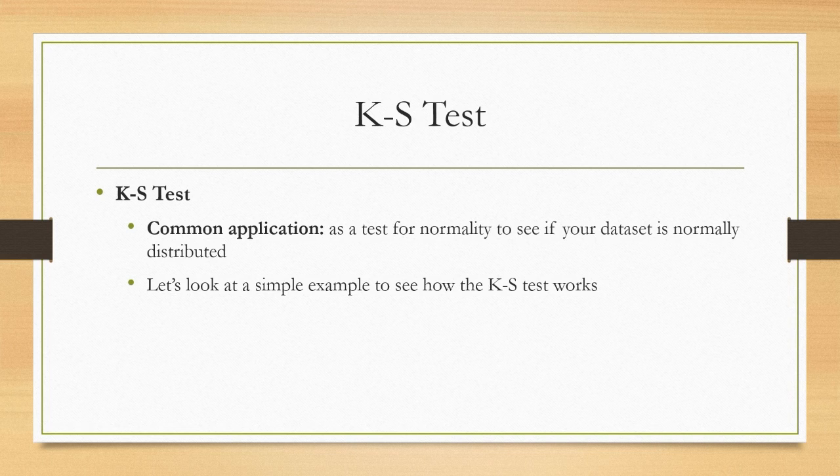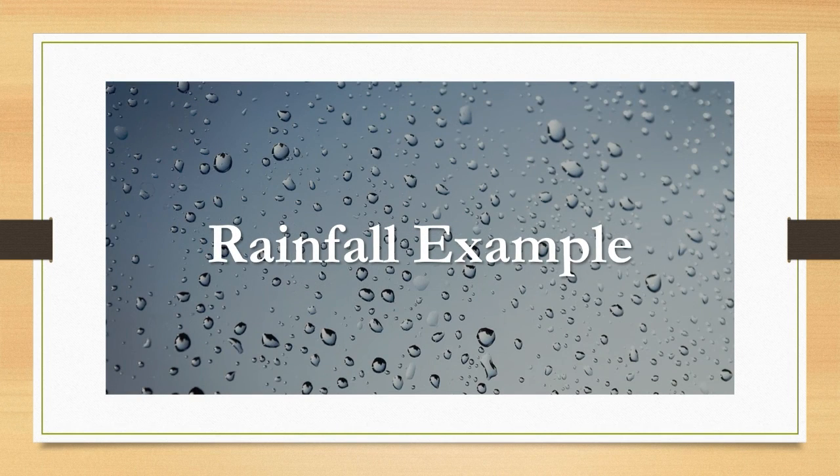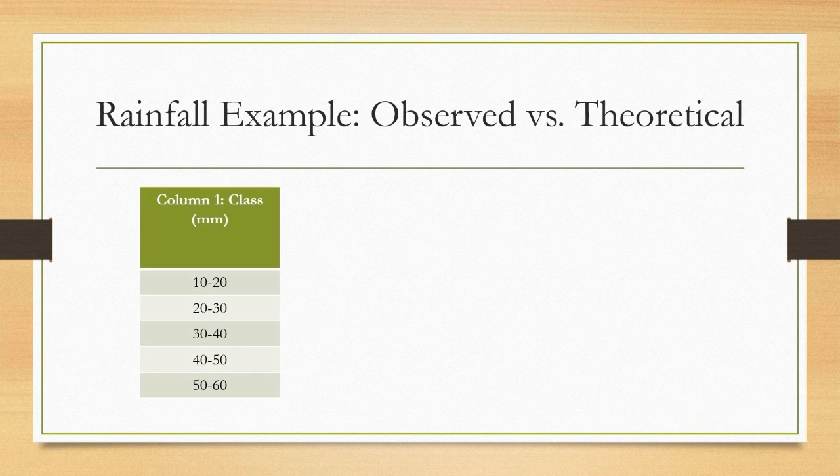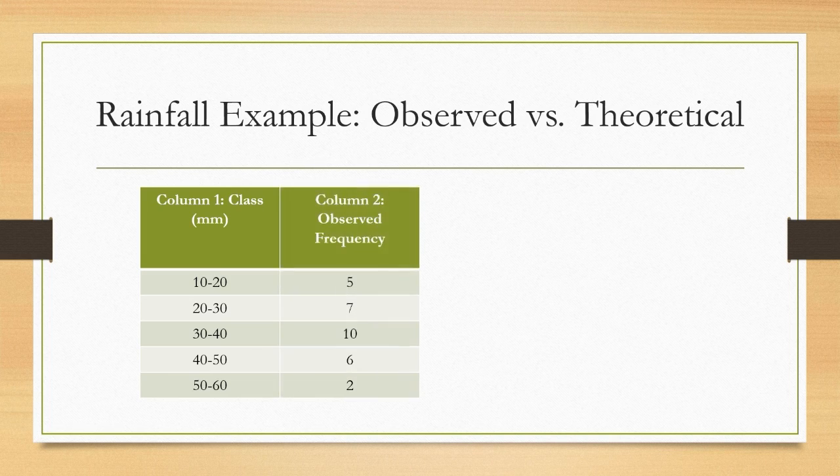As we begin, let's check out a simple example to get a basic idea of how the KS test works, and we'll focus on rainfall as our example. In column 1 we've got our classes in millimeters, so 10 to 20, 20 to 30, etc. These are the division boundaries, the class boundaries.